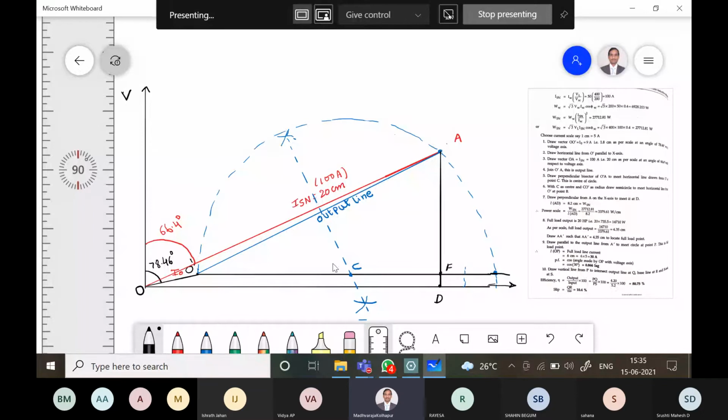Okay, and now measure this AD length. How much did you get? Measure the length of AD. What is it in centimeters? So this is called the power scale. 6.9, sir.